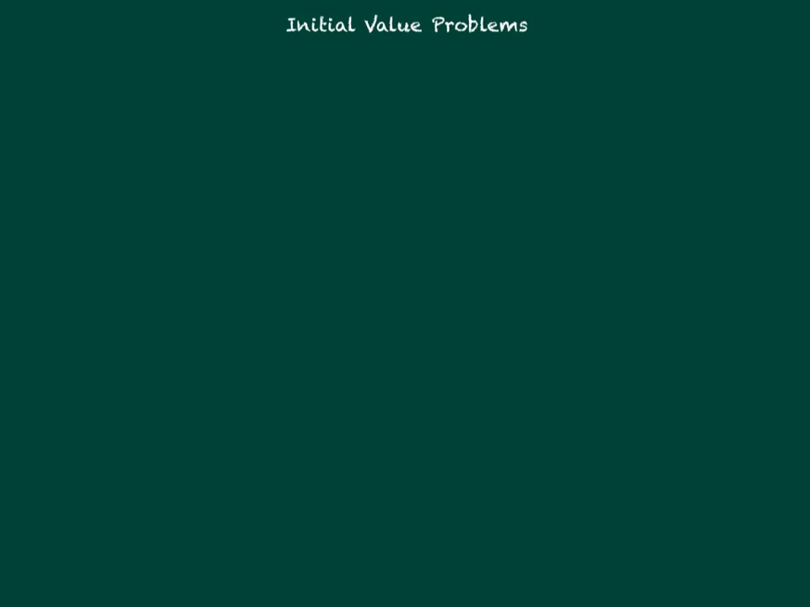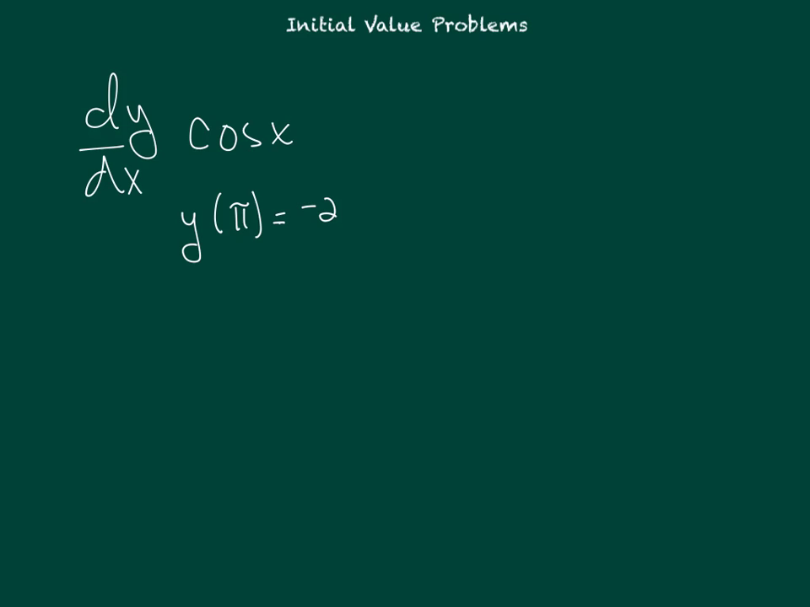Okay, let's take another example, and this time pause the video so that you can solve it. Suppose you were given that dy/dx equals cosine x, and you were given the initial condition that y of pi equals -2. Can you give me an exact antiderivative? Pause the video and try it.